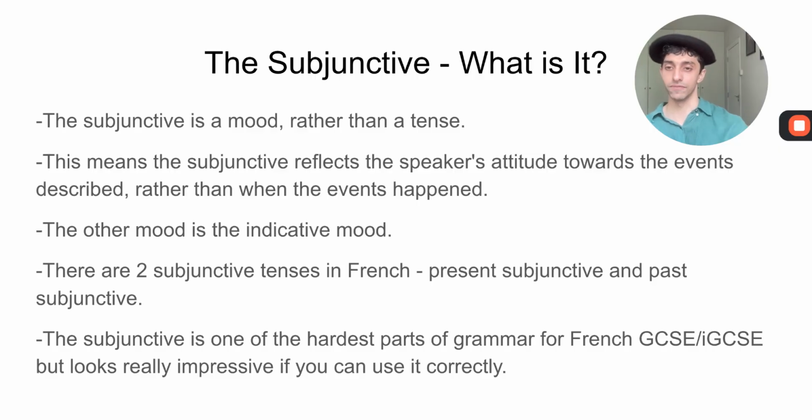Although the past subjunctive is perhaps not that difficult to form. You would put the auxiliary verb, whether it's avoir or être, in the present subjunctive form instead of in the present indicative form, and then add the past participle. So very similar to the perfect tense or the passé composé, but of these 2 subjunctive tenses, the present subjunctive is certainly more common.